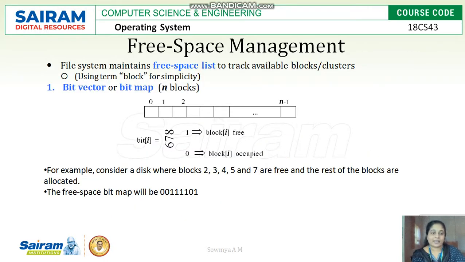Next is free space management. In free space management, the file system maintains one free space list which tracks the available blocks or clusters. A bit vector or bitmap is used, with one bit for every block. Based on the bit value, we can tell whether the block is free or occupied. If the bit value is 1, the block is free. If the bit value is 0, then the block is occupied. Based on the bit value assigned to the block, we can find which block is free and which block is occupied. This can be done with the help of the free frame list.